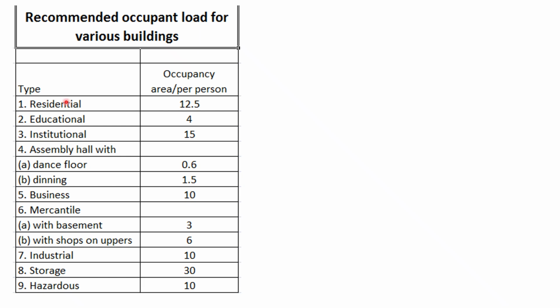National Building Code has suggested the occupant load for various buildings, so you can always take help of this type. In case of residential, it is 12.5 occupancy area per person. In educational building, it is 4. Similarly, you can go to mercantile buildings with basement and with shop and uppers.